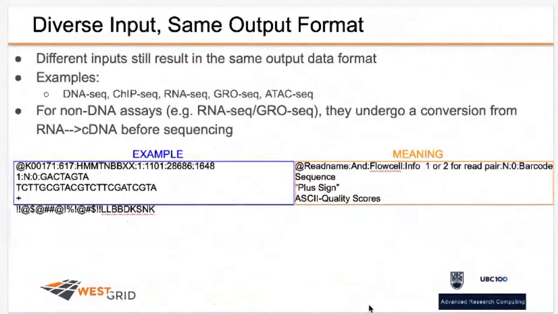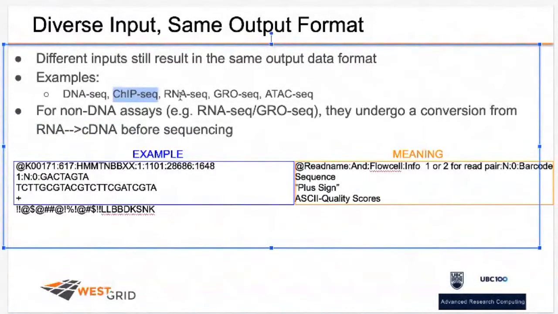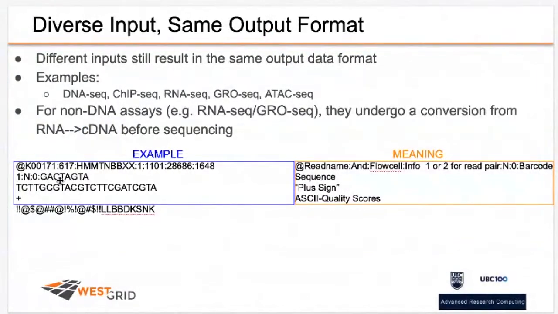So it doesn't matter what your input data is, the output from these machines is very standardized. Whether you're doing DNA sequencing, ChIP sequencing, which we're going to talk about today, RNA-seq, GRO-seq, ATAC-seq, many of these assays, even the non-DNA assays, they do undergo a conversion into DNA before sequencing. So all of these different data types, we end up having the same output file.